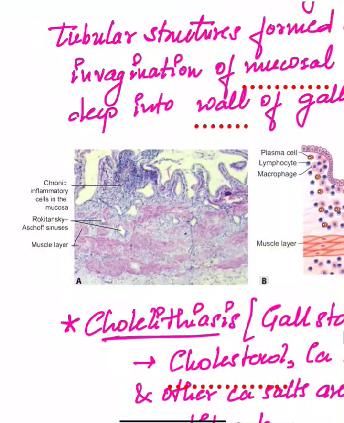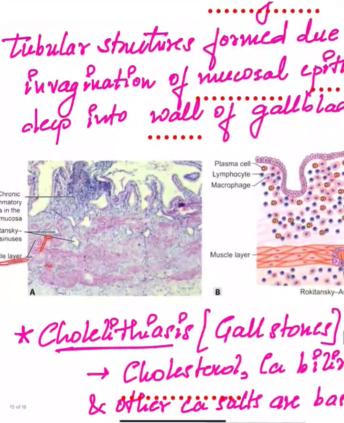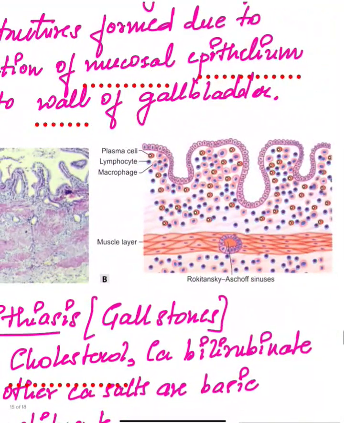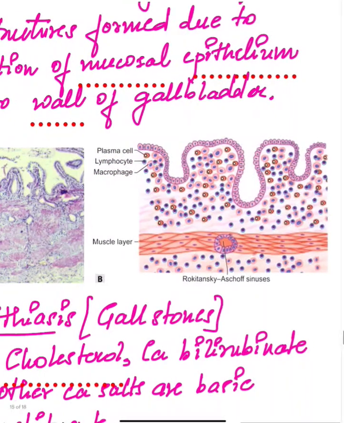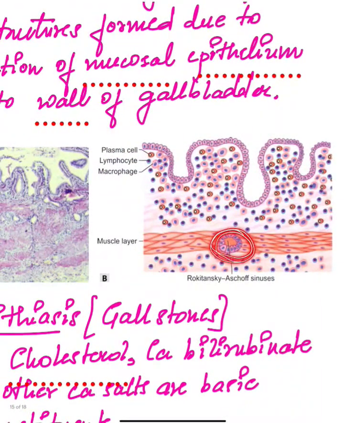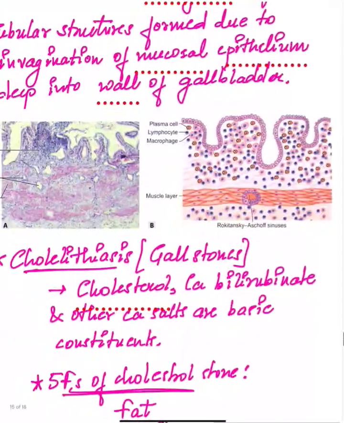As I have mentioned, we can see there are chronic inflammatory cells in the mucosa. There are Rokitansky-Ashkoff sinuses, an important feature. These are the muscle layer. In the diagram, we can see the plasma cells along with the lymphocytes and macrophages. See, these are the Rokitansky-Ashkoff sinuses which I was talking about.